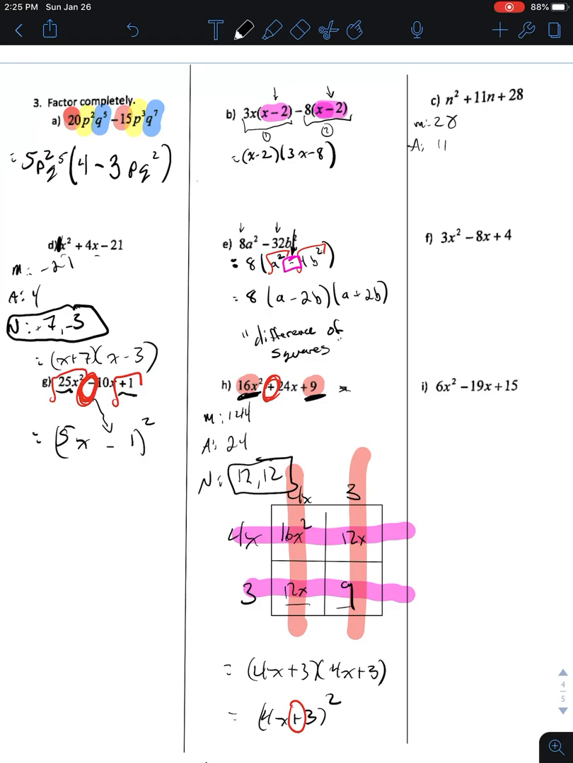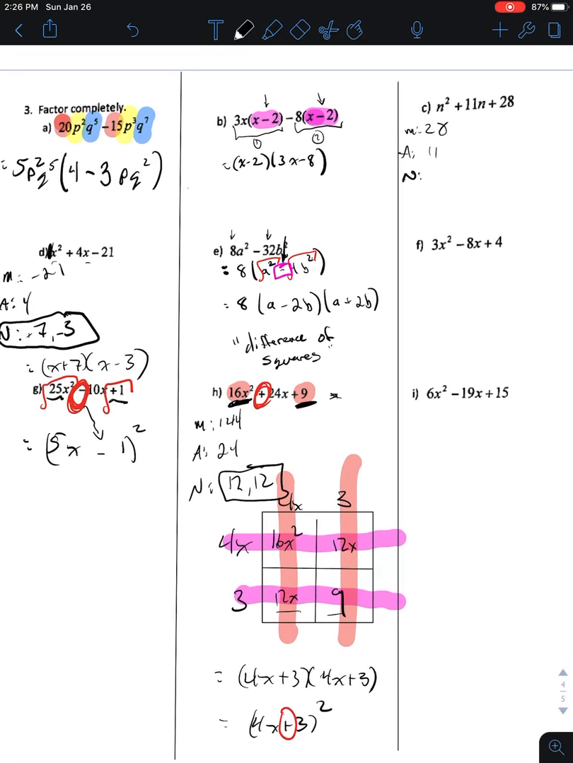So 2 numbers that add to 11 and multiply to 28. 1 and 28 is not going to work. 2 and 14 is not going to work. 3 doesn't go into 28. 4 goes in, 6, nope, 7 times 4. Does that work? 7 and 4 is 28. Oh, yeah, that's it.